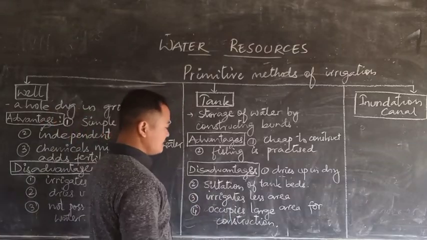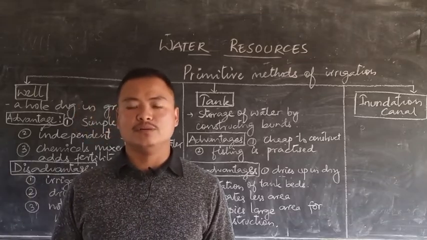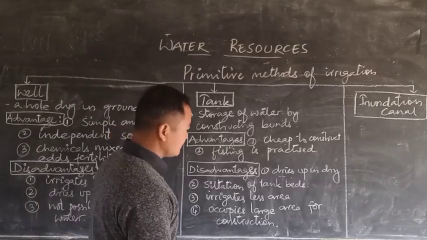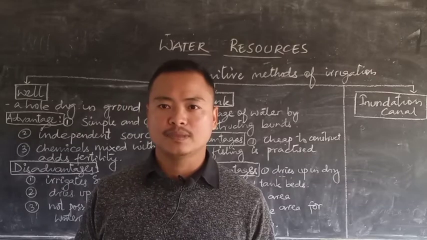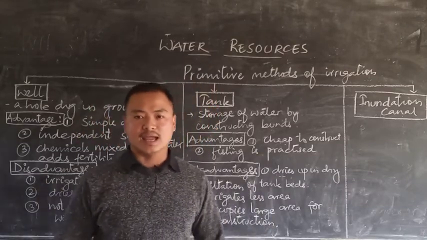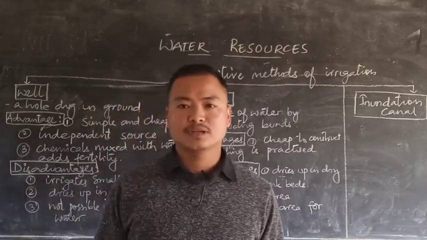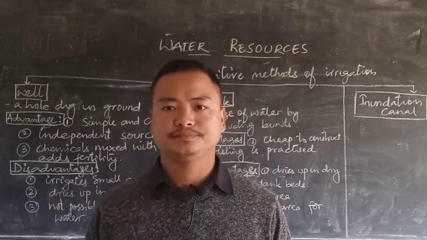The next is, we see that it irrigates a much smaller area as compared to the other modern forms of irrigation practice. Last but not least, the tank requires a huge area to be constructed, and that very land which otherwise could have been utilized for agriculture has to be given up for the construction of the tank. So these are the certain disadvantages that tank irrigation has.